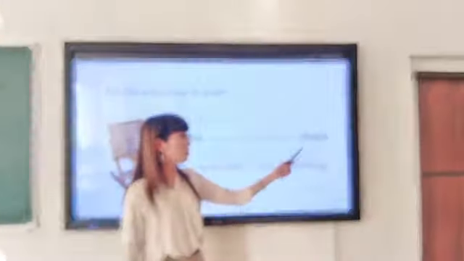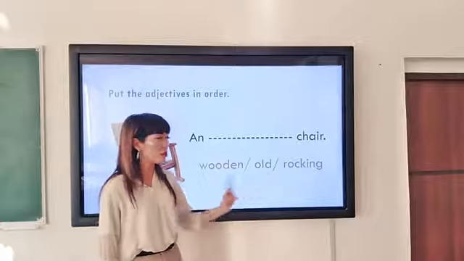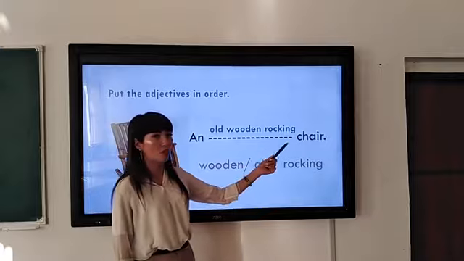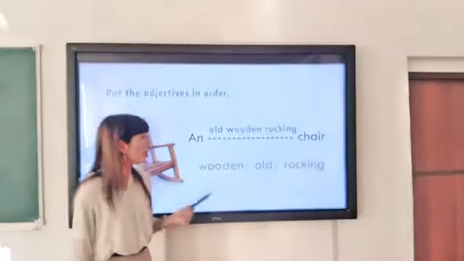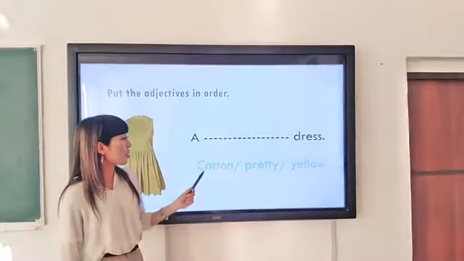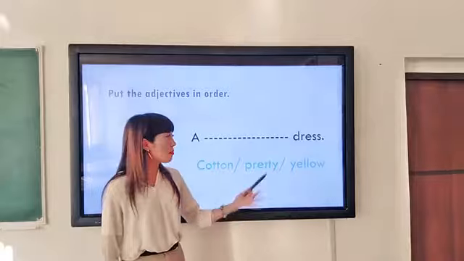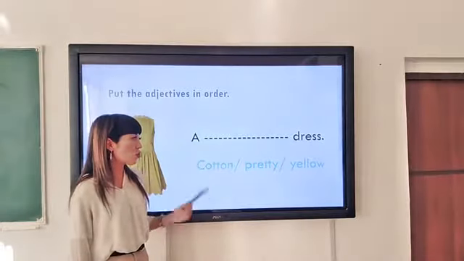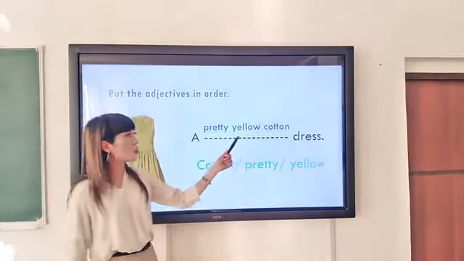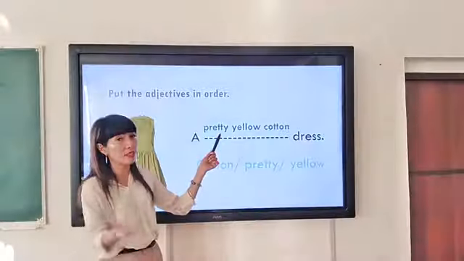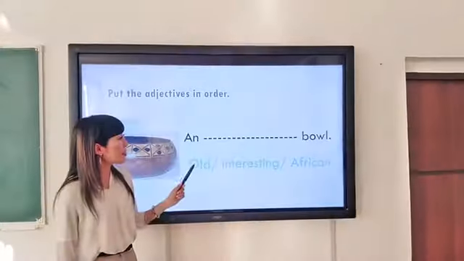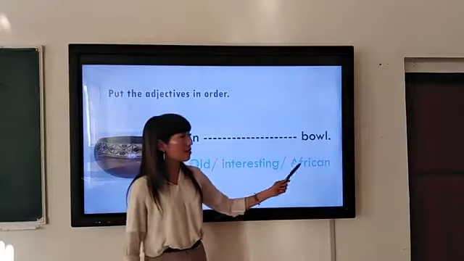Okay. So, next. Wooden, old, rocking chair. What do you think? What comes first? Let's see. The answer, an old wooden rocking chair. Old is the age and wooden is material. Rocking is purpose. Okay, next. Cotton, pretty, yellow. It's about a dress. You have to put them in the correct order. So I think that you know the answer. Okay, let's see. Yes, pretty yellow cotton dress. Why pretty? Because pretty is your own opinion. Yellow is the color and cotton is material.